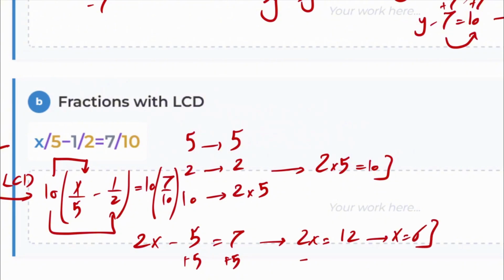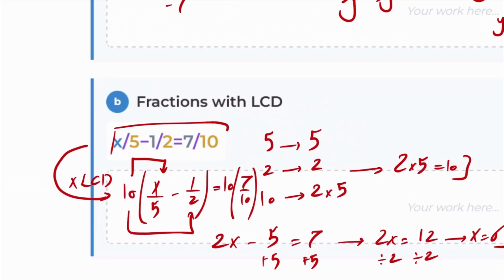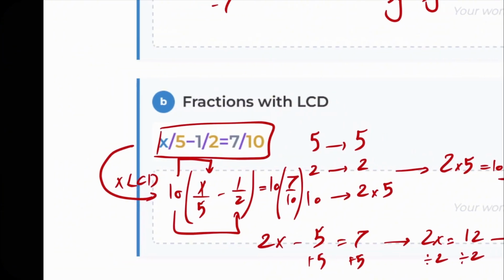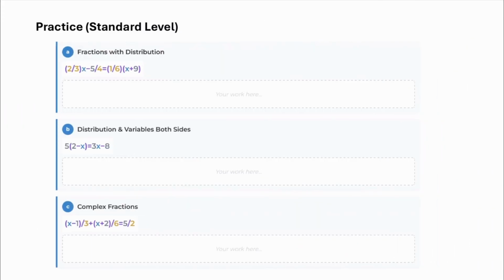Why? Because I have to divide both by 2 itself. X is 6, and if you put that one over here at the end, you will see that 6 over 5 subtracted by 1 over 2 is equals to 7 over 10. Simple as that. So we do have another kind of practice over here. This is some kind of standard level. Again, try to pause the video, think about it. After that, we are going to go over all of the questions one by one together.